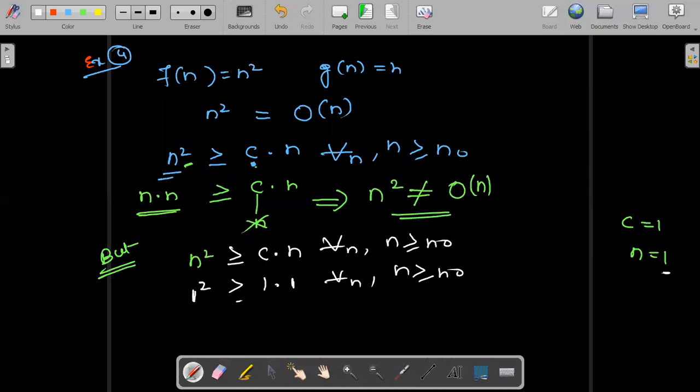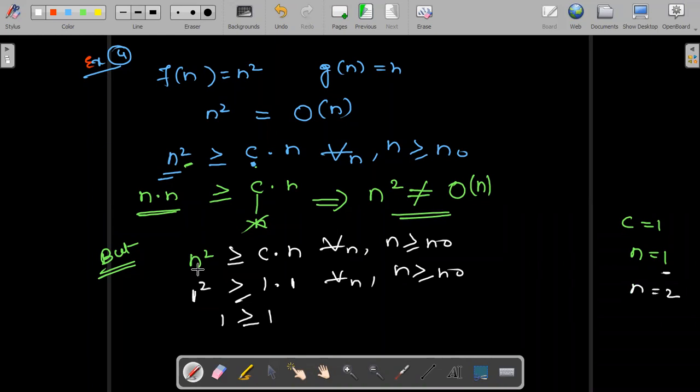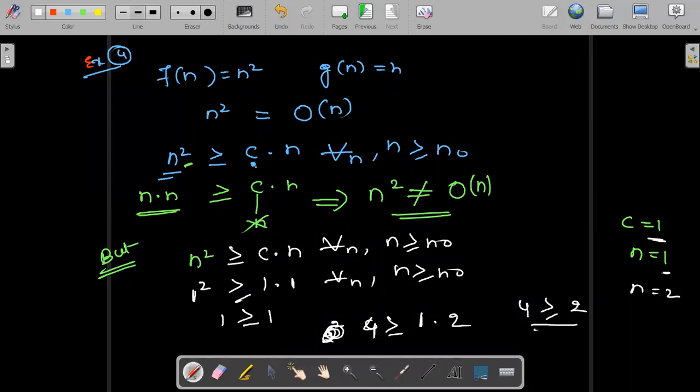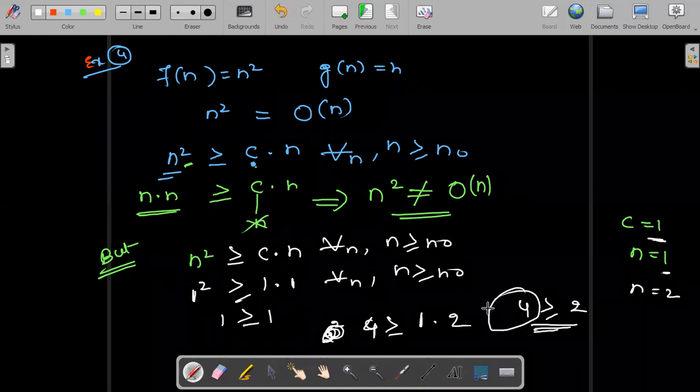Now is it proved or not? 1 greater than or equal to 1, so one condition is satisfied. Again, prove it with n value equal to 2. 2 into 2 is 4, so 2 square is 4. Observe here, 4 is greater than or equal to c value, the constant 1, dot n value 2, which is 2. 4 is greater than or equal to 2. Hence proved. This side we proved.